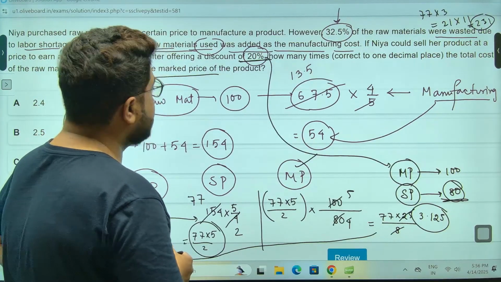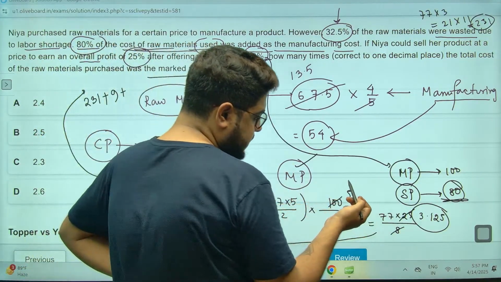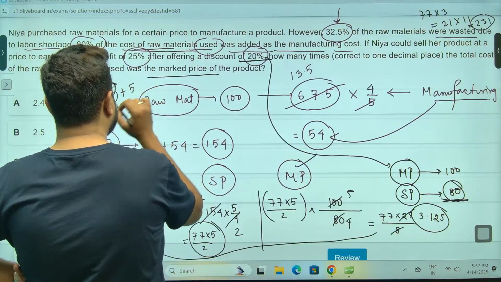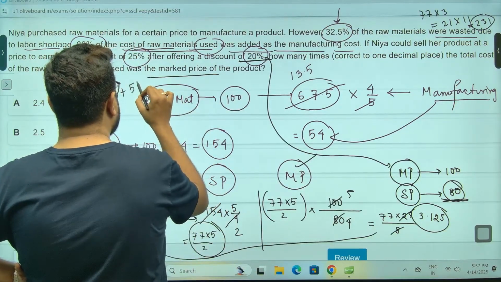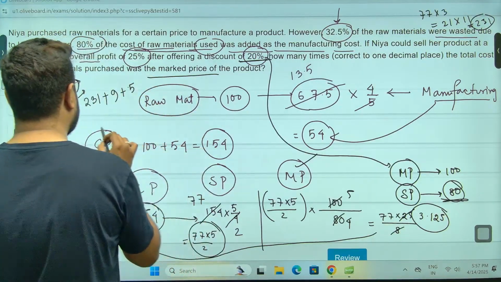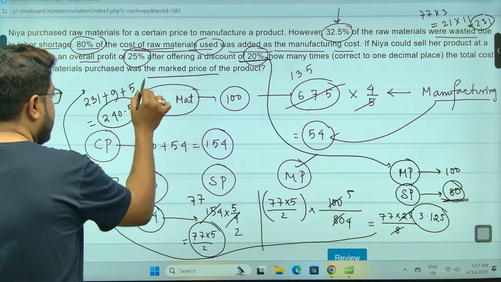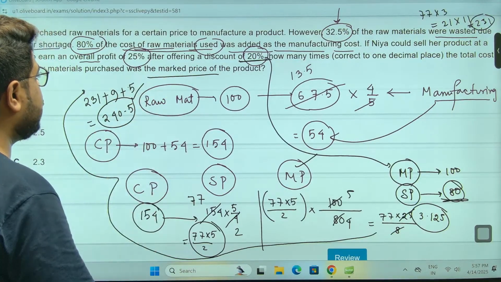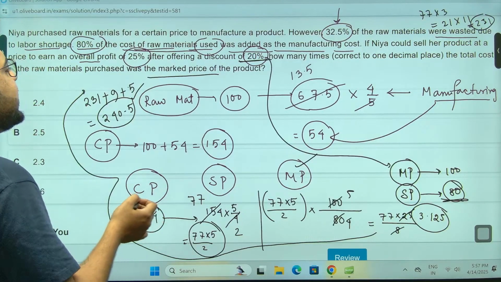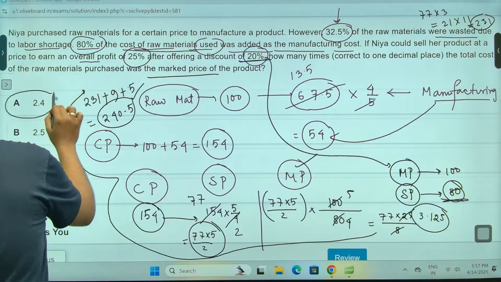Wait a bit. 9 8s are 72. 5 by 8 is 0.5 sum. Like this is 57 points. So 0.5 only I'm taking, I'm not taking the whole thing. Okay, it is 240.5. It is coming out as 240.5. Acha, how many times? Yes, it's 2.4.